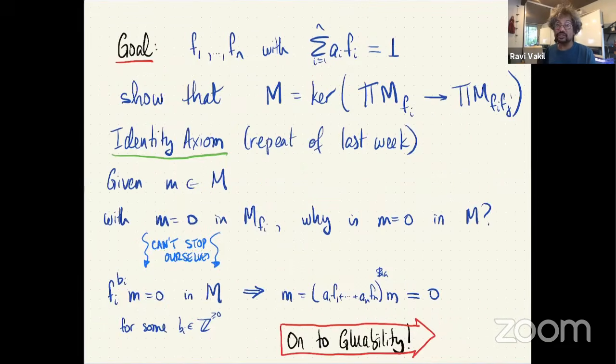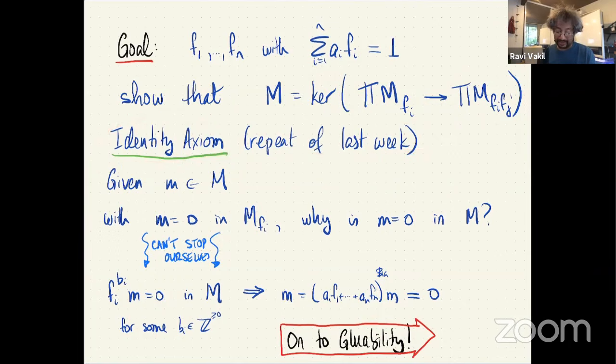So our goal now is to show that if you have a bunch of things that generate the unit ideal, or in translation, the distinguished open sets cover everything, you want to show that any module is the kernel of this map of localization to the double localizations. So, okay, let's do the identity axiom, which I did do last week.